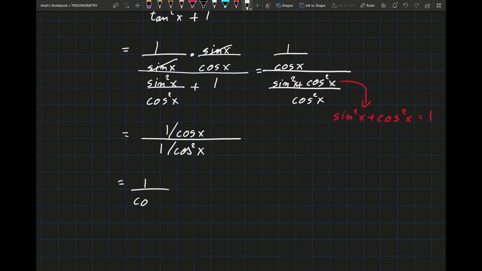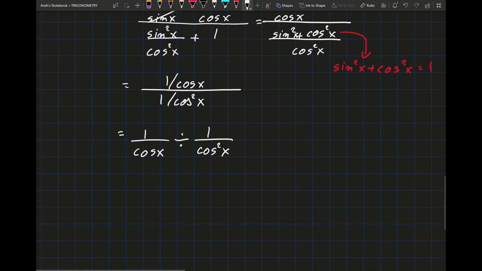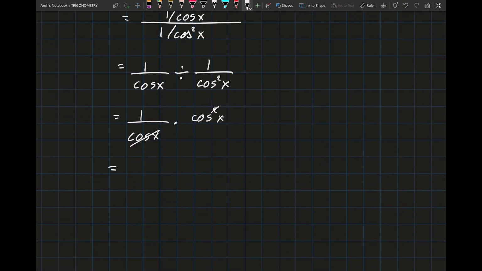So just to simplify it, I'll write 1 over cos x, division sign, 1 over cos square x. And I now convert this division sign into multiplication. We have 1 over cos x times cos square x. This would cancel out and we are just left with cos x. And that's it.